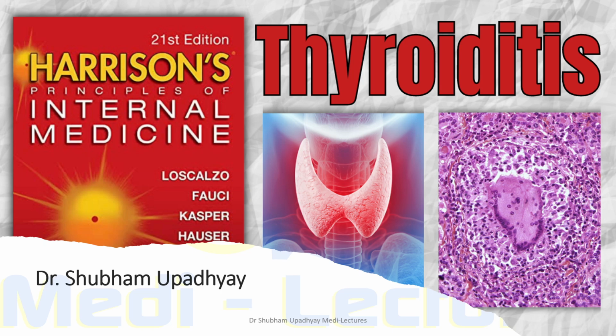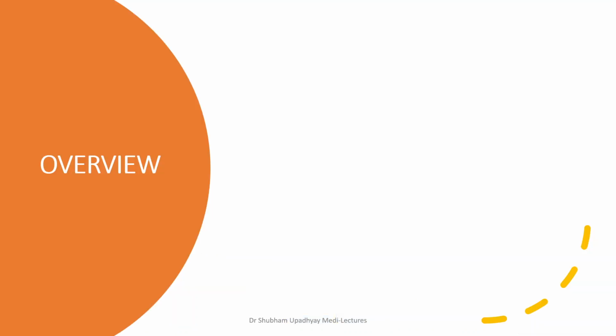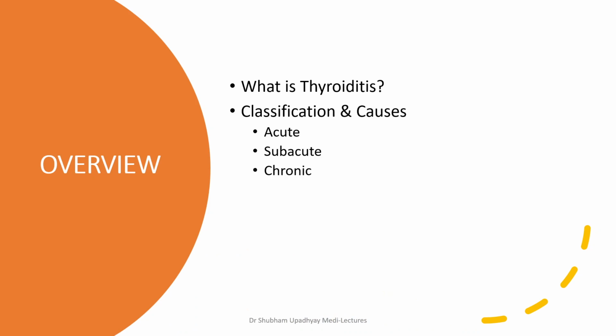In this small presentation, we will discuss a very important topic in endocrinology, that is thyroiditis. Firstly, we will discuss what thyroiditis is, then the classification and causes of it. We classify it into acute, subacute and chronic thyroiditis. Then we will discuss some drugs causing thyroiditis, approach to the patient, and finally we will solve some MCQs with the help of this presentation.